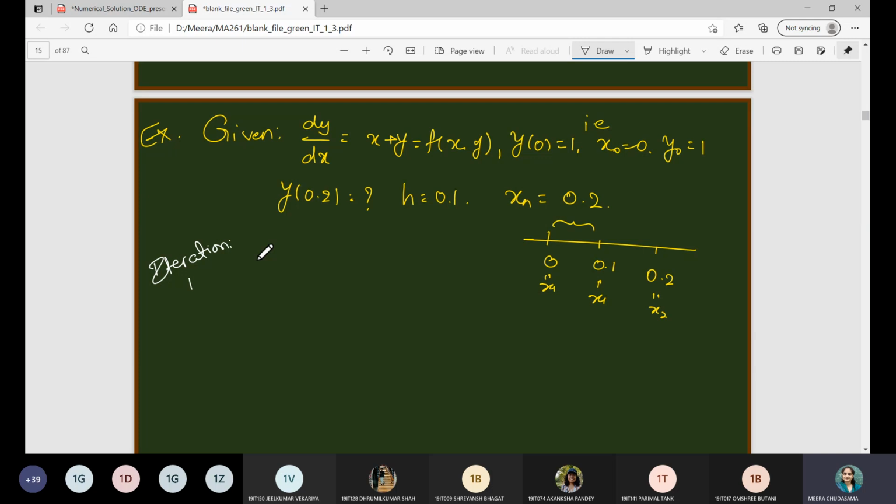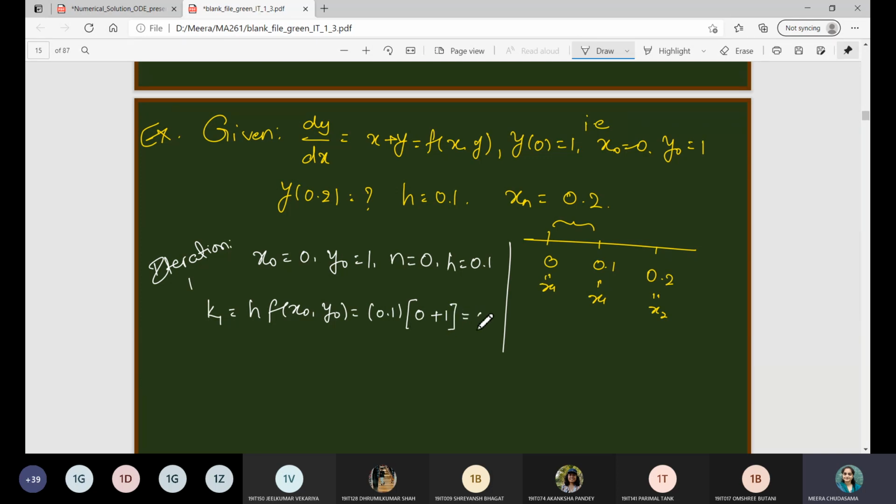Iteration 1. For iteration 1, we need x0 value 0, y0 value 1, n value which is 0 over here, and h value which is 0.1, right? So first we need to compute k1, which is h into f at x0, y0, that is 0.1. The function is nothing but x plus y. So here I am directly substituting the values, 0 plus 1. So it will be 0.1. This is your k1. k2, by the formula, it is h f at x0 plus h by 2.